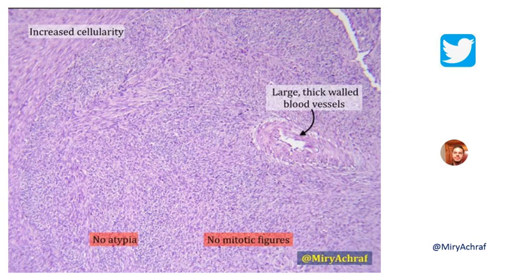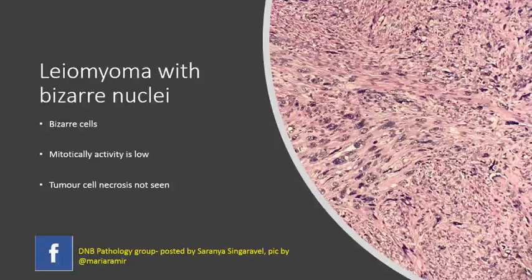Now coming to the histology, I am posting the Twitter handle of the person who has posted in each slide, so you can go and see their Twitter page or Facebook page. You can see that the person has already marked that there is an increased cellular area, or the whole thing shows increased cellularity, and there is no atypia, no mitotic figures. And the second variant is Leiomyoma with bizarre nuclei.